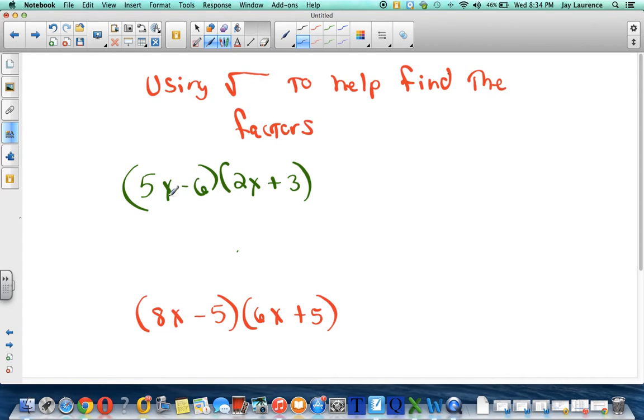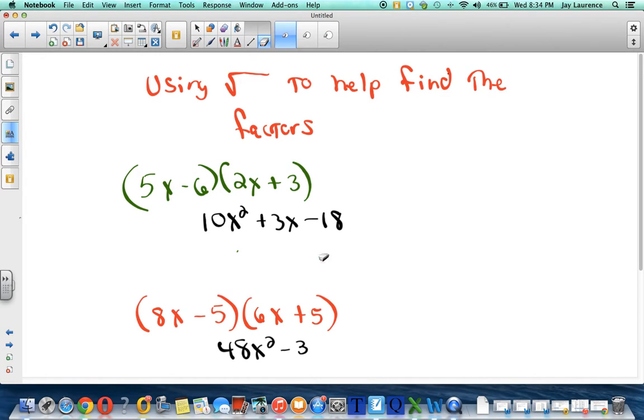I'm going to double distribute these here. Okay, I guess I shouldn't have left those up, but that's okay. 10x squared minus 12 plus 15 plus 3x minus 18. And then here, if I had 48x squared minus 30, I'm just doing them in my head, minus 30 plus 40 would be a plus 10, right? Plus 10x and minus 25.